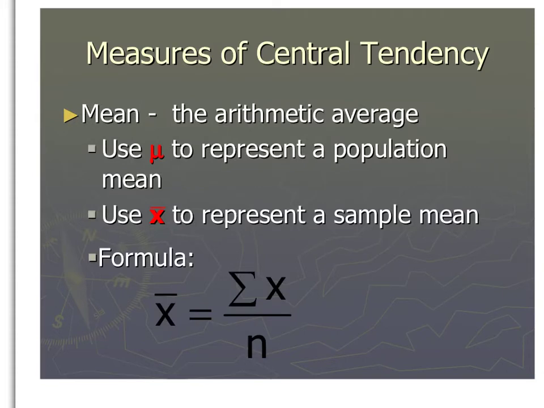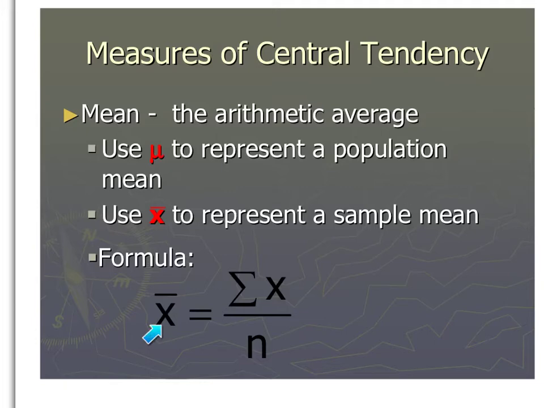The next measure of central tendency is the mean, which is the average. We use the Greek letter mu, which looks like a little u, to represent a population mean, and we use this letter x bar to represent a sample mean. And you're going to need to know those. We'll be using those throughout the year as we study statistics. And then this formula down here is just how you calculate the mean, which you should know how to calculate an average, but this is the statistical way to write it.